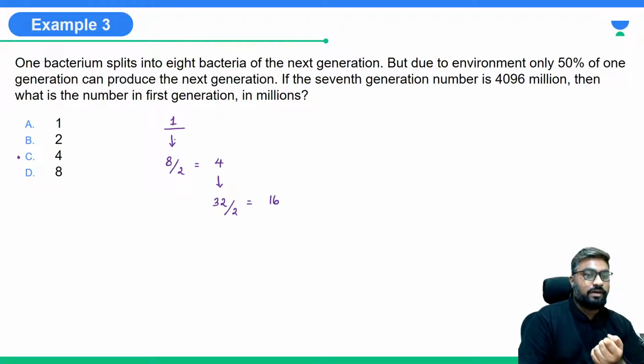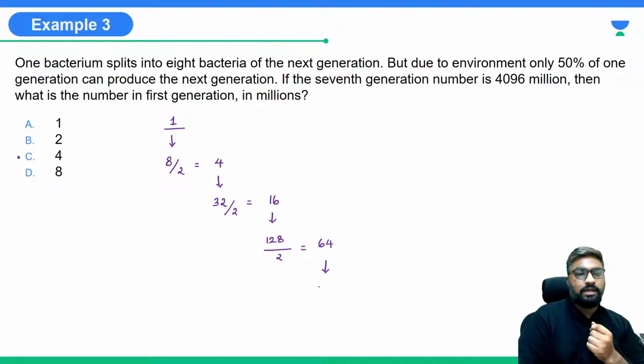Yes, this is the first generation. This is the first generation, this is the second generation, this is the third generation, and so on. So 16 again will become 16 into 8, which is 128. Out of 128, only half will sustain, which is 64. That makes 1, 2, 3, 4 generations. 5th generation, 64 into 8 is 8 cube, 512. Only half of it will sustain, which is 256. Yes, that's the 5th generation.